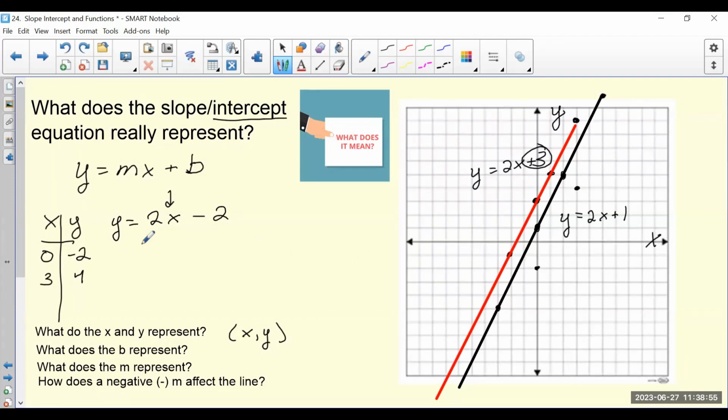Interesting. And now let's go out farther. Let's go out to 6. 2 times 6 is 12. 12 minus 2 is 10. So we would have a point at 1, 2, 3, 4, 5, 6, up 10, which is the whole way up to the top of the grid. I got a point right there. And now we check our line.